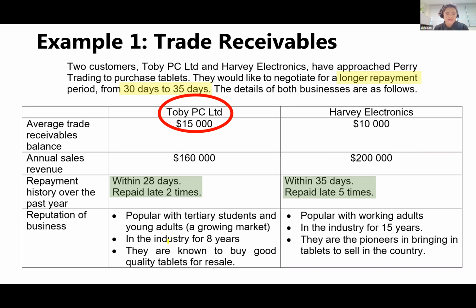He has already been paying within your current repayment period, and he has only repaid late 2 times compared to Harvey Electronics, which has repaid late 5 times and is already late based on the current repayment period. So how do we write a DEE? How do we write a DEE to illustrate this or to answer this SBQ question?